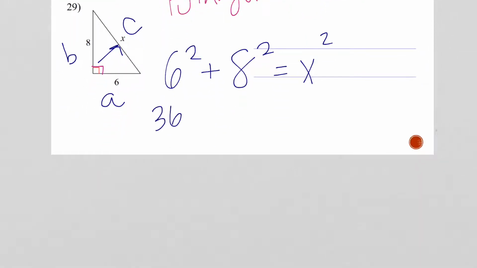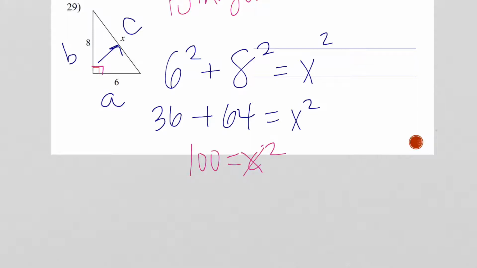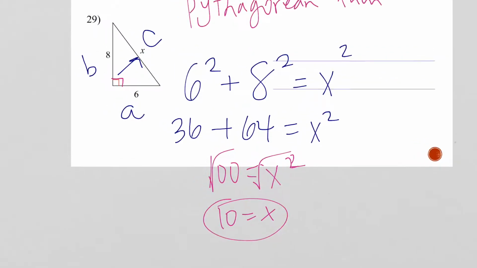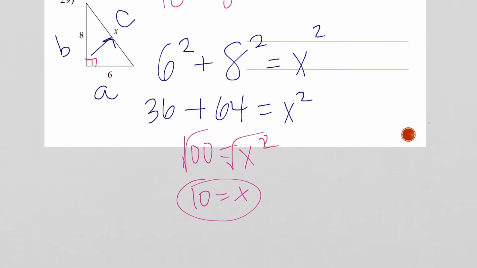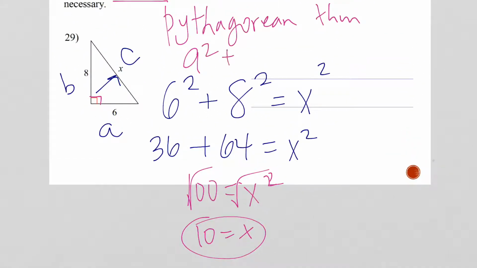So this is 36 plus 64 is equal to x squared. 36 plus 64 is 100. And when you take the square root of 100, what do you get? You get 10. So my answer is 10. So Pythagorean theorem: a squared plus b squared equals c squared.